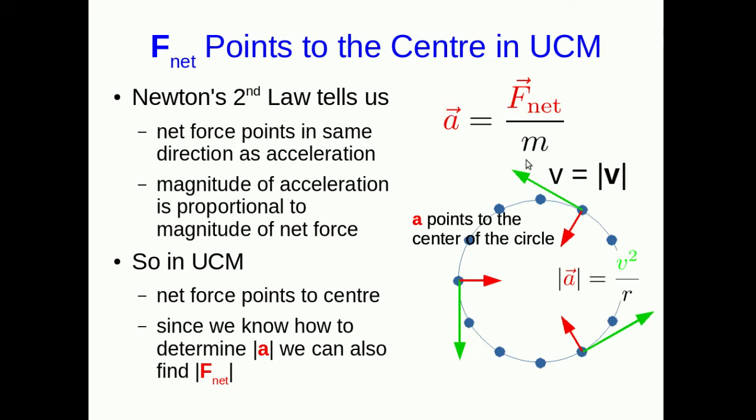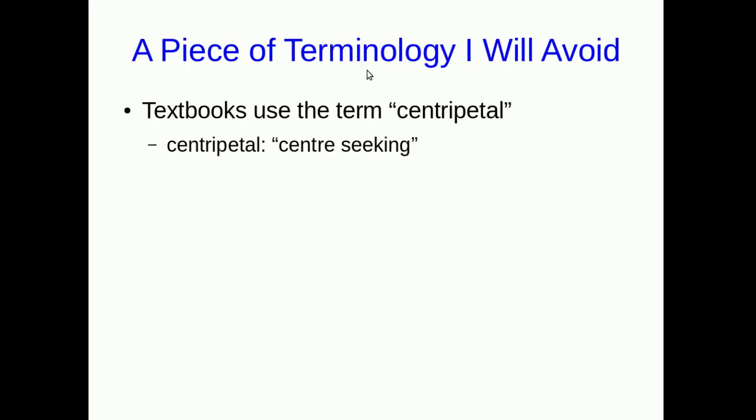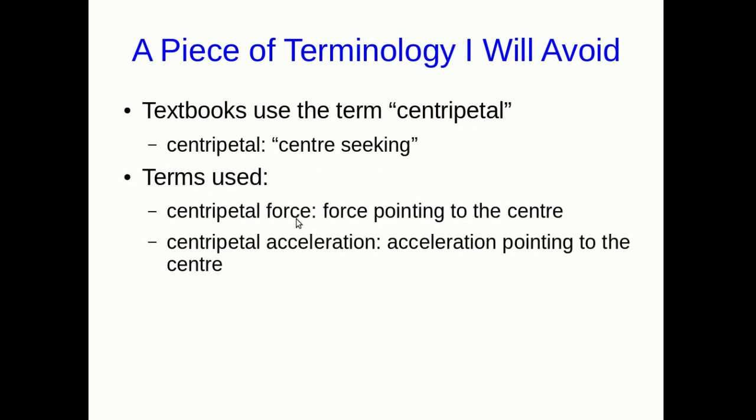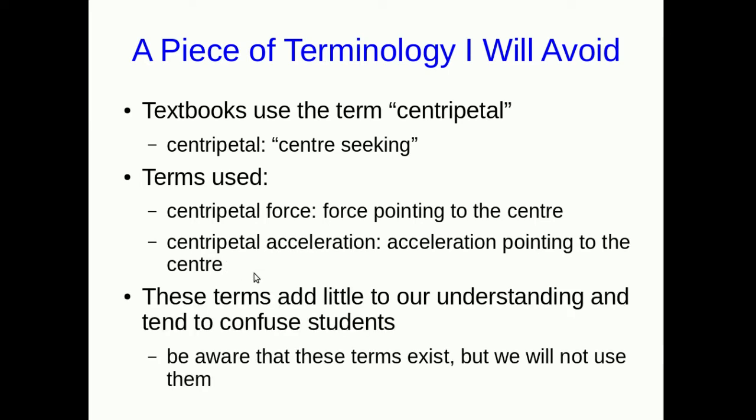Here's a piece of terminology I'm just not going to use, but I should introduce it to you so that you recognize it when you see it elsewhere. Lots of textbooks will use the term centripetal, and it just means center seeking. So when we say a centripetal force, we just mean a force pointing to the center of the circle. Centripetal acceleration, well, acceleration pointing to the center, just as it always does in uniform circular motion. But I really find this is unnecessary. Why don't we just say the net force and the acceleration point to the center? So I'm not going to bother with these terms. I find they just confuse students.